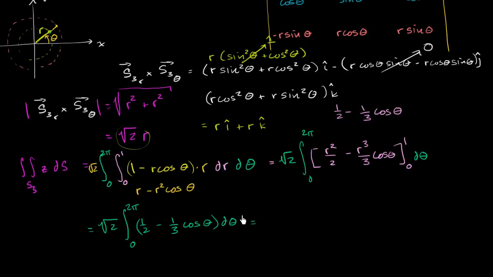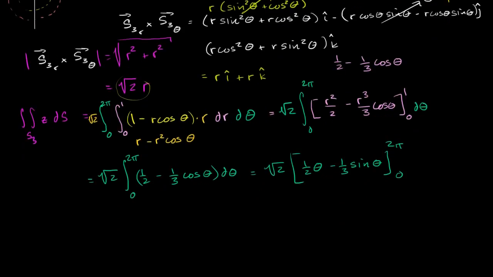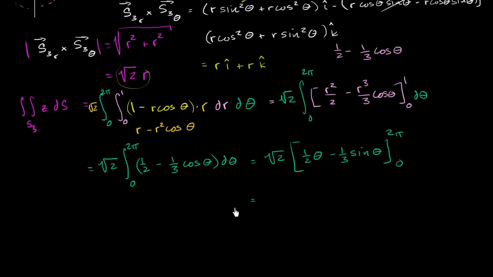And this is equal to square root of 2 times the antiderivative of 1/2, which is 1/2 theta, and the antiderivative of cosine theta is sine theta, so minus 1/3 sine theta. And we're evaluating it from 0 to 2 pi. When you evaluate these at 2 pi, let me just write it all out. It's a home stretch. I don't want to make a careless mistake.